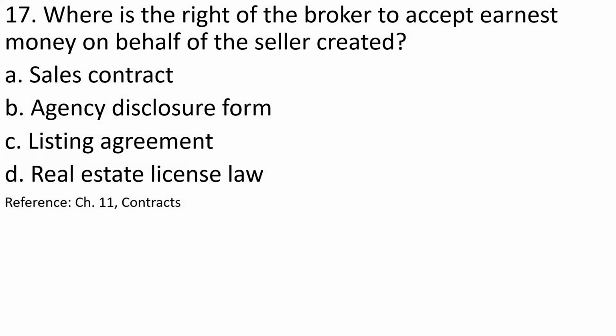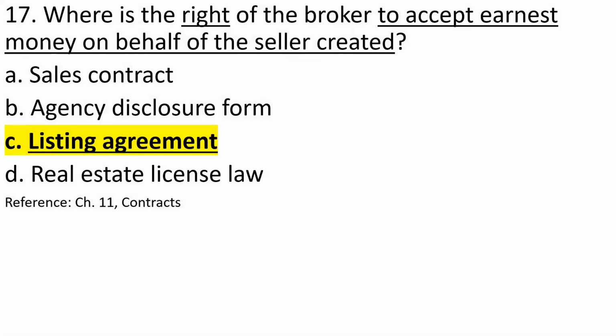Number 17, where is the right of the broker to accept earnest money on behalf of the seller created? Well, every authority that the broker has is created under the listing agreement. The listing agreement is the listing contract. So if you look at the key words there, right to accept earnest money on behalf of the seller, where is it created? Well, it's created in the listing contract. That's what authorizes the brokerage to negotiate on behalf of the seller or buyer for that matter.